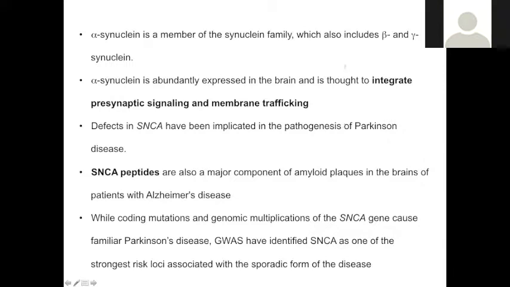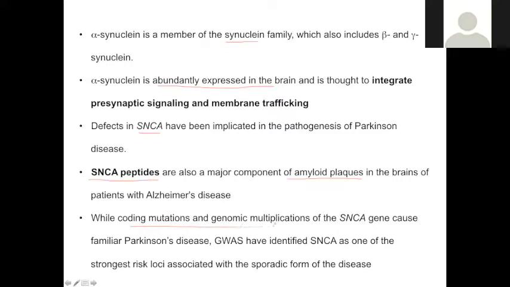Alpha-synuclein is a member of a larger family of these synuclein proteins. It is abundantly expressed in the brain, and it's thought to integrate presynaptic signaling and membrane trafficking. In other words, it plays a role in the transmission of signals between neurons. Defects in the gene SNCA have been implicated in the pathogenesis of Parkinson's disease. Significantly, synuclein A peptides are a major component of the amyloid plaques in the brains of Alzheimer's disease patients.